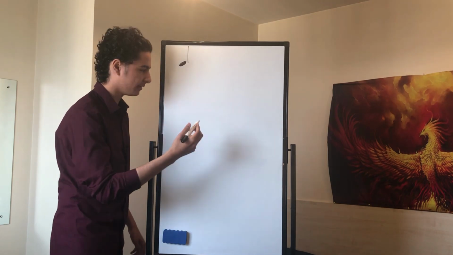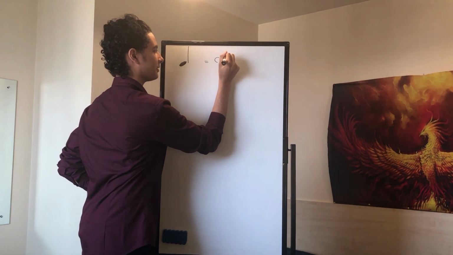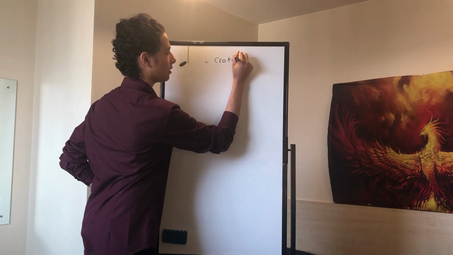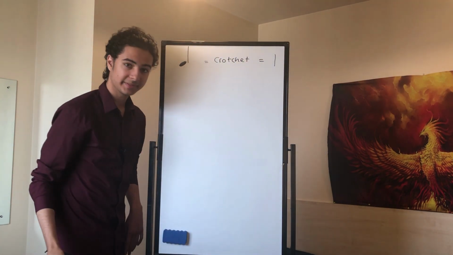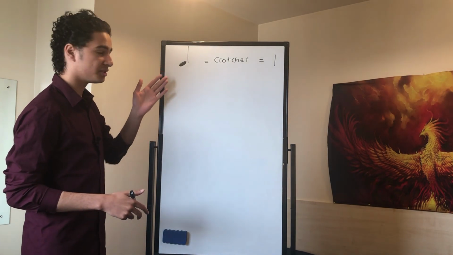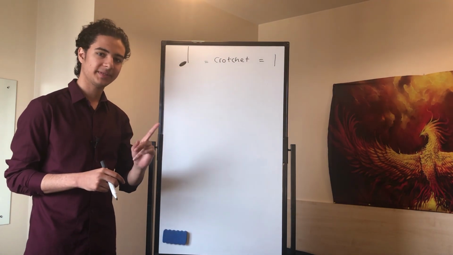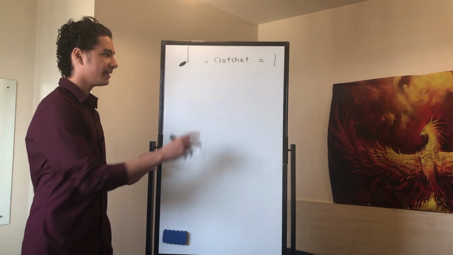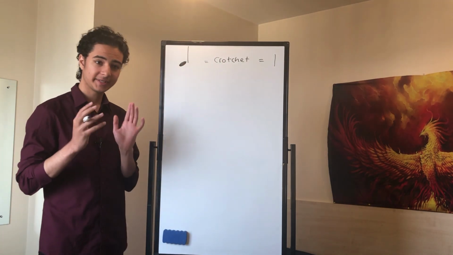So this one here actually means a crotchet, and that is worth 1 beat. So whenever you see this symbol, which is called a crotchet, it means you're holding that note down for 1 beat. So I just want to point out here that these names that I'm going to be writing out here are going to be following the English system.